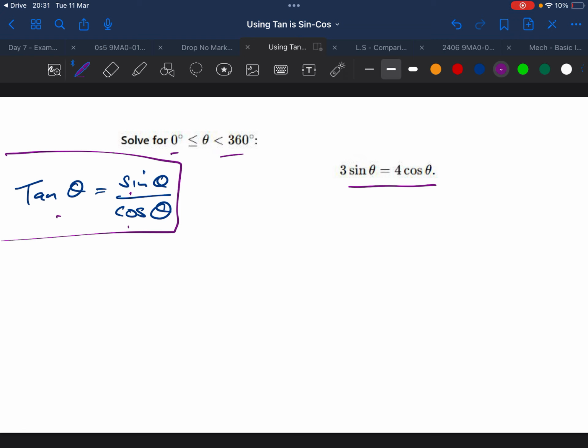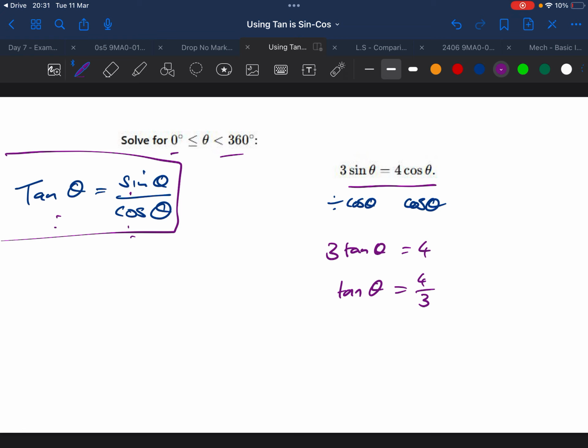Okay, so knowing this result, a good step is going to be to divide both sides by cos theta when you have a mix of sine theta and cos theta. If we do this, we will get 3 tan theta equals 4. Solving for tan is an often consequence of this one here. Tan theta equals 4 over 3 is now what we do.